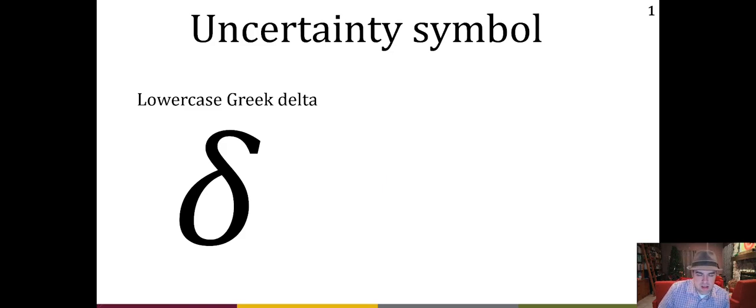Hello, everyone. So I just wanted to go over a few things that the textbook doesn't cover very well, but you're going to see in your homework and on your test. And that has to do with calculating the uncertainty from an equation.